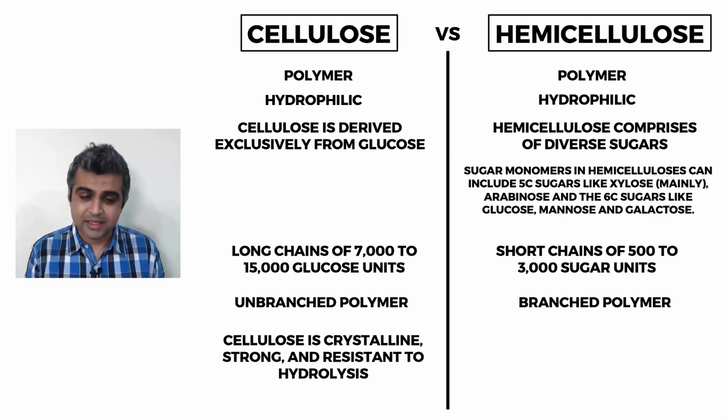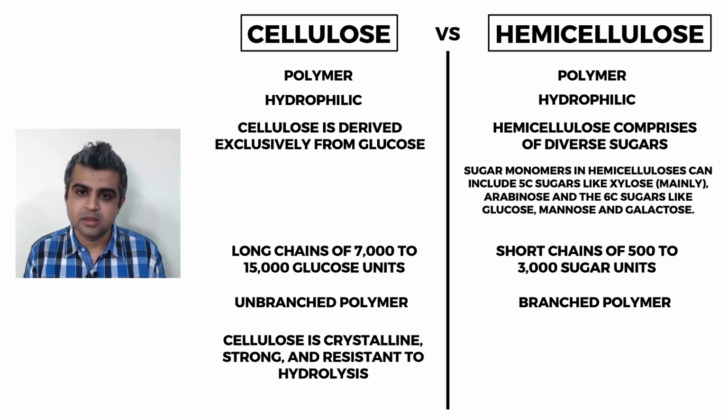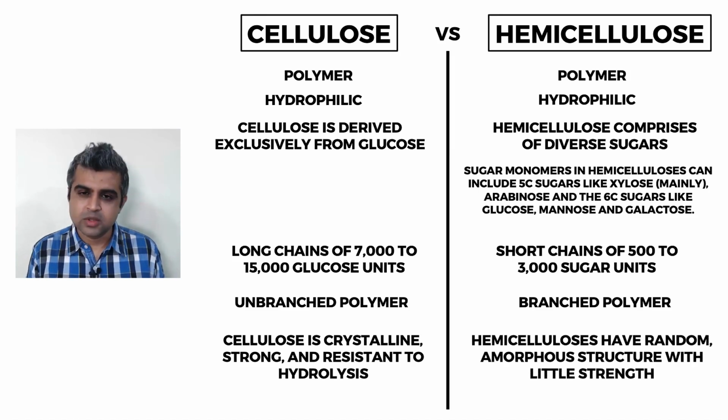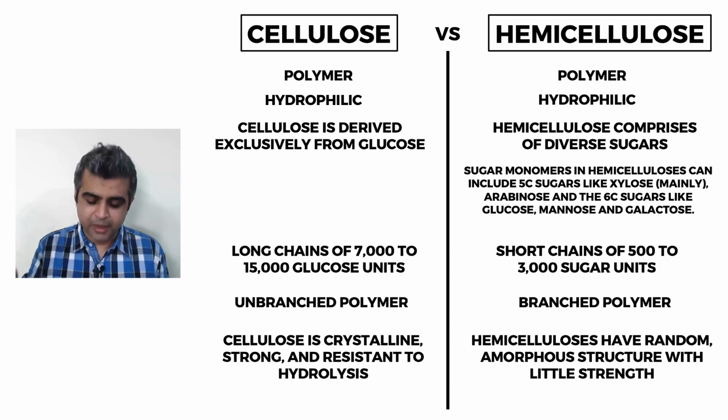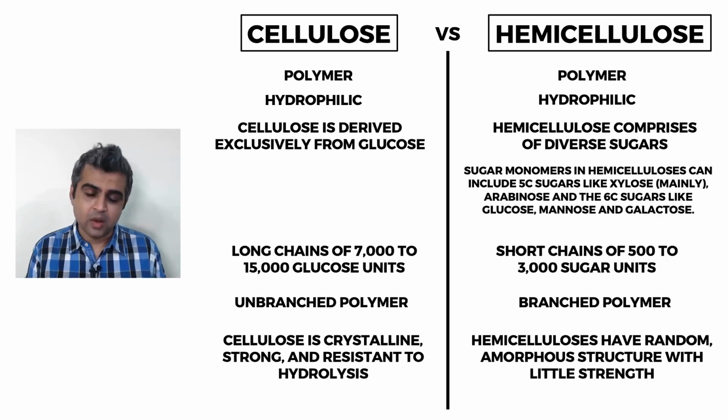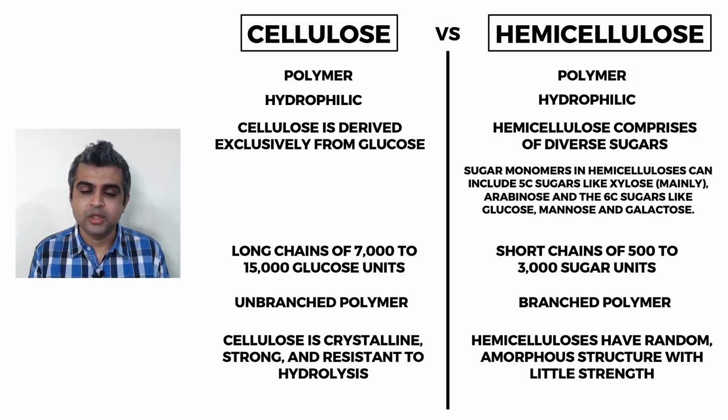Cellulose is crystalline, it is strong, and it is difficult to break the glucose-glucose bonds in the cellulose molecule. At the same time, because hemicellulose is much shorter and its structure is quite random, it is not going to be in straight chains, but it is going to have branches. Where and how those branches are will depend upon what kind of hemicellulose it is and which sugar subunits are making the hemicellulose.